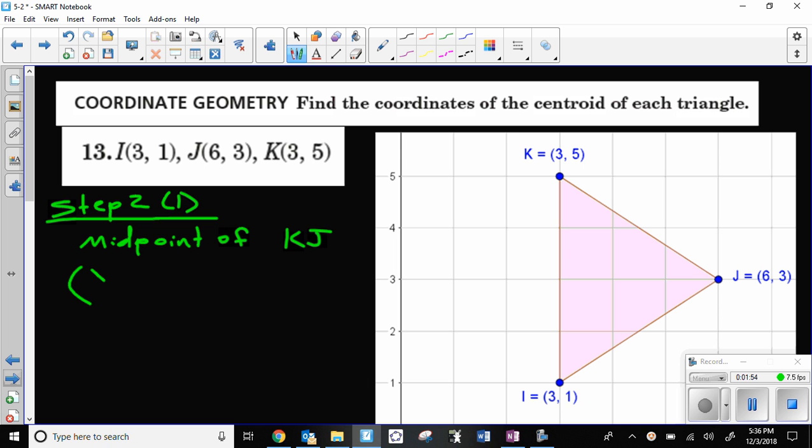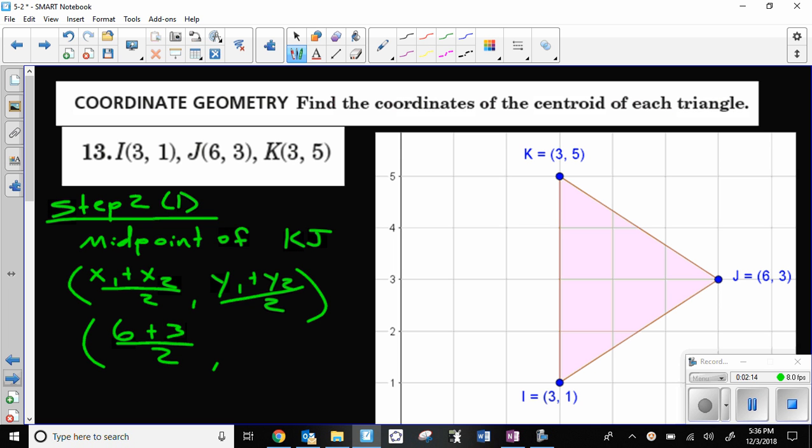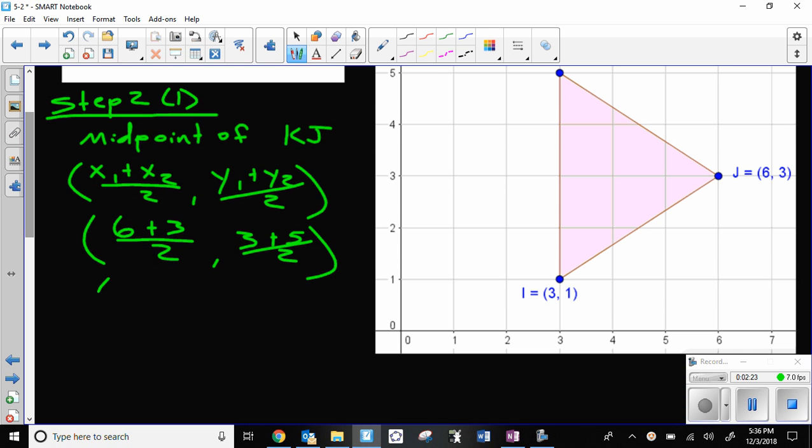And if you remember, your midpoint formula looks like this: x1 plus x2 divided by 2, comma, y1 plus y2 divided by 2. So for KJ, I'm going to take my x's, add them up, 6 plus 3 divided by 2, comma, my y's, 3 plus 5 divided by 2. That's going to get me a midpoint of 4.5, comma, 4. Okay, so there's my first midpoint that I'm going to need.